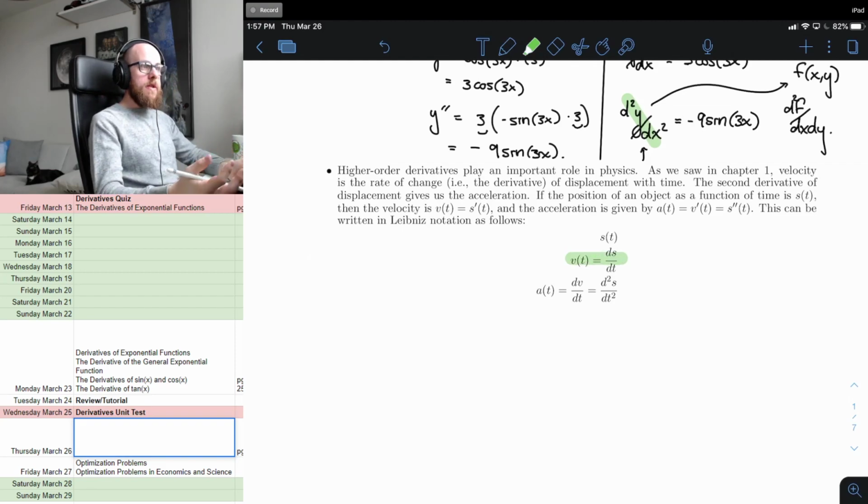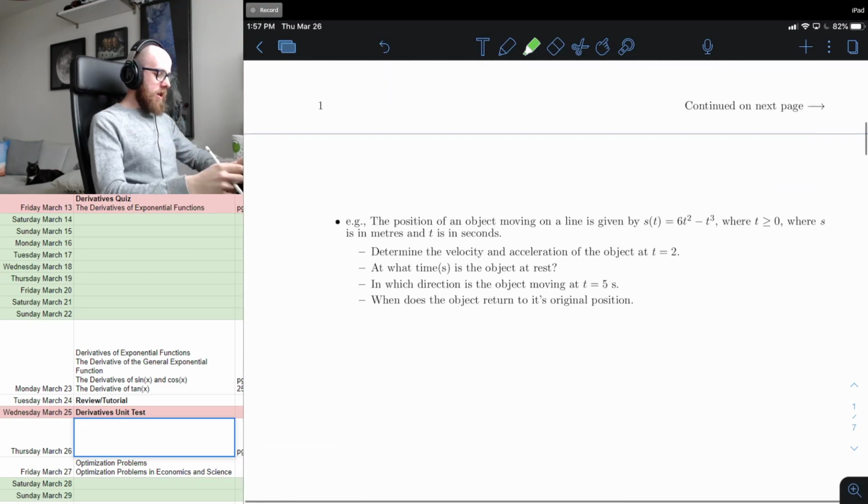Now what we're introducing is the concept of acceleration. So acceleration is going to be the derivative of velocity. Acceleration is the second derivative of position with time. So d squared s by dt squared. And so let's work through an example on that.